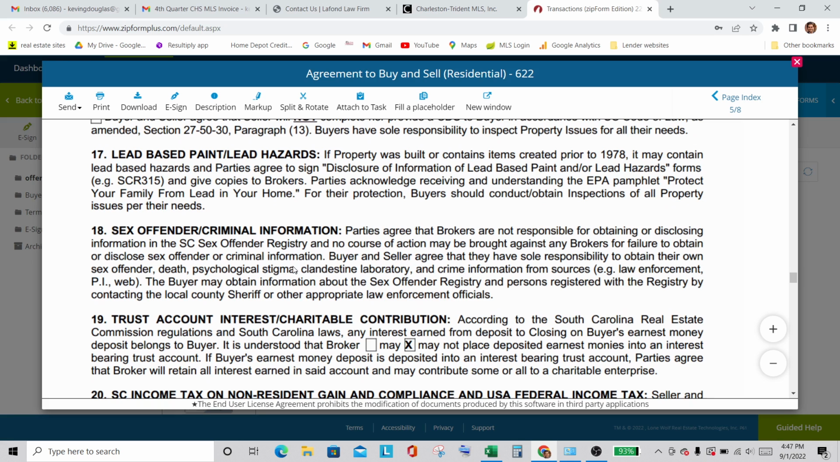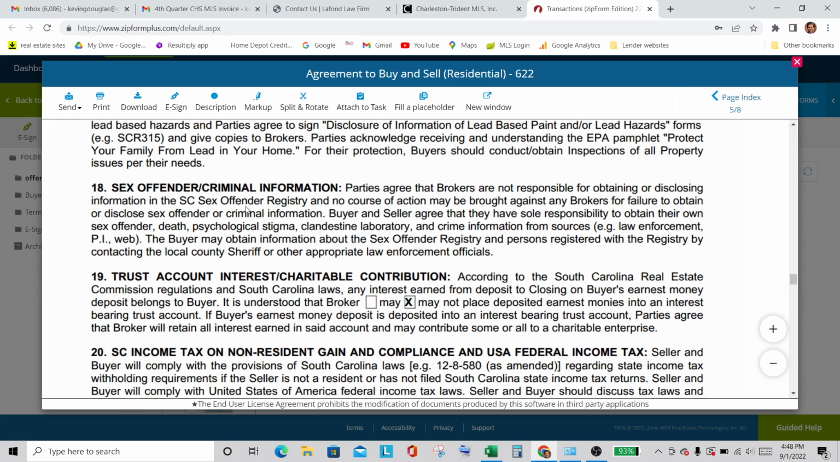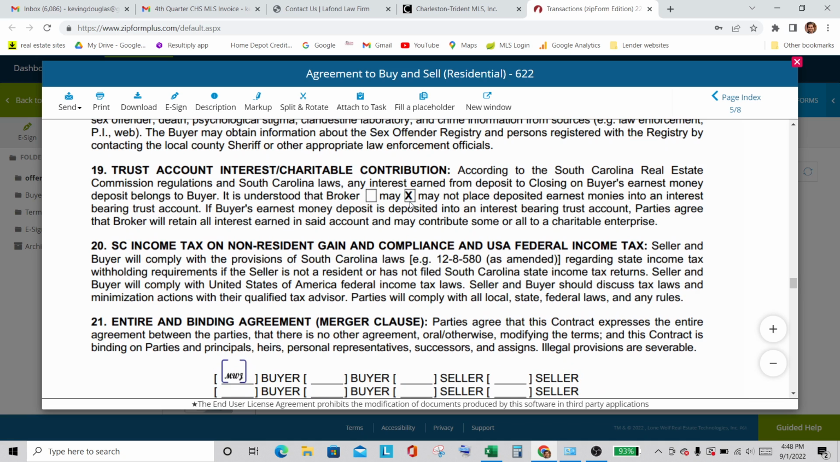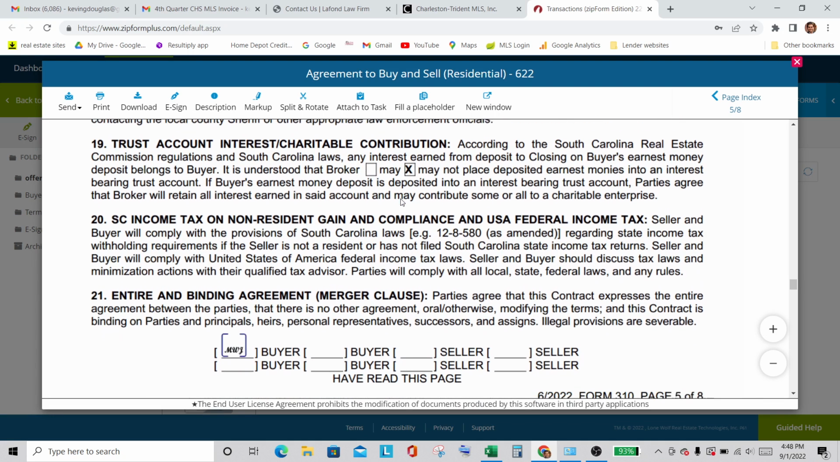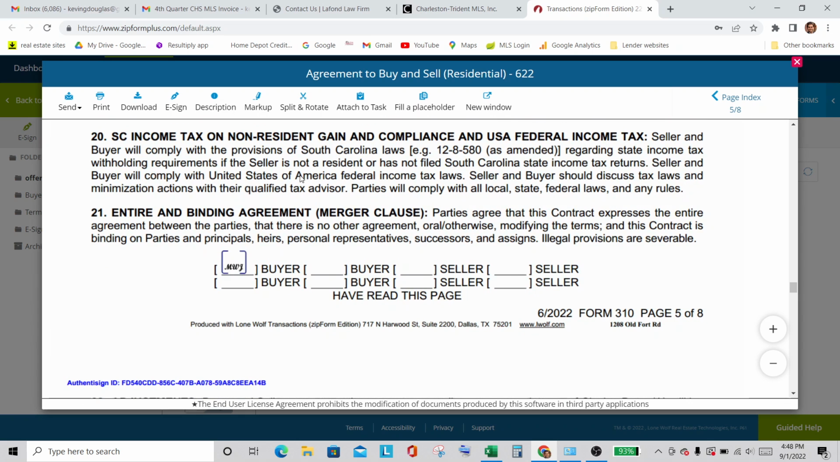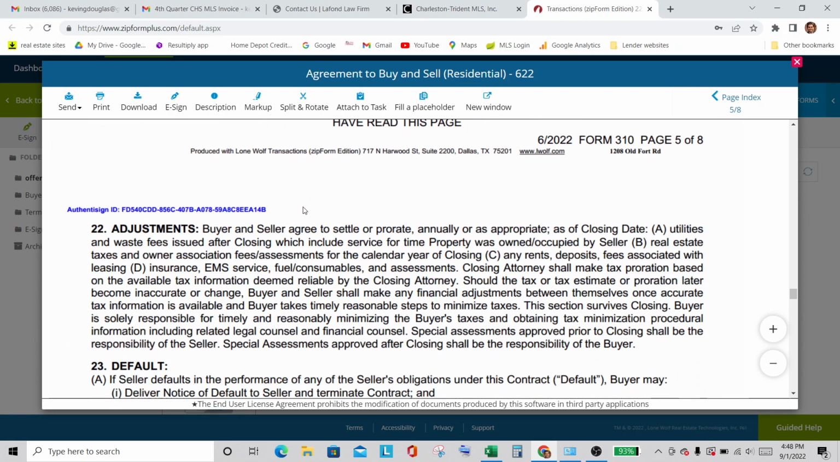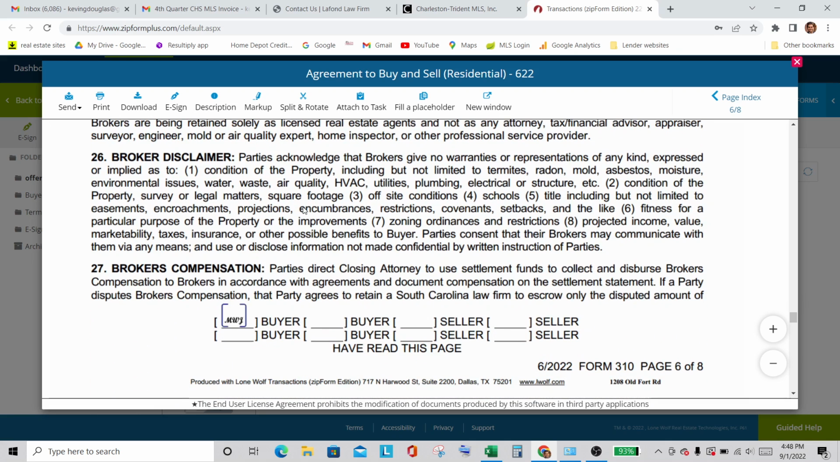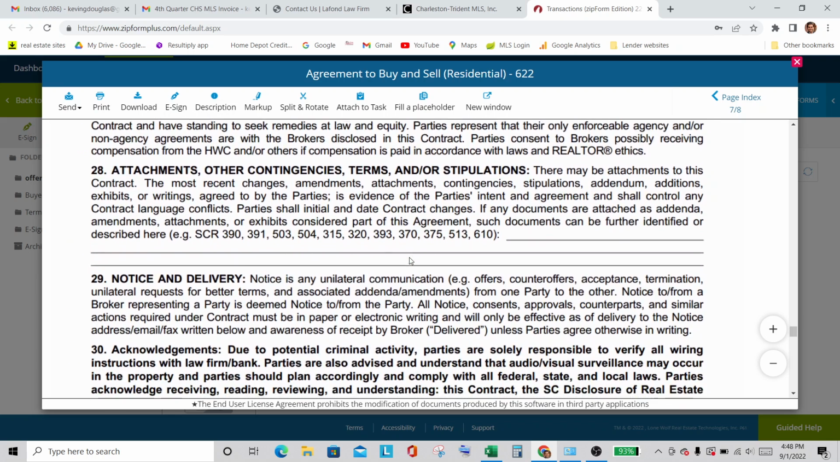Lead-based paint, if it's built before 1978, you have to have a lead-based paint form, which this house is not. Nothing to do on sex offender information. 19, you have to select whether the earnest money can be in an interest-bearing account or not. I normally just say may not. Nothing in 20, nothing in 21, or 22, or 23, or 24, 25, 26, or 27.